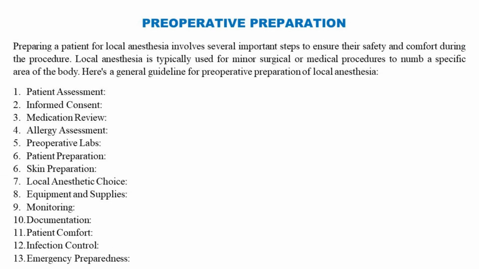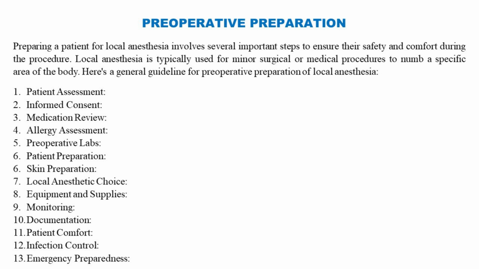Preoperative preparation. Preparing a patient for local anesthesia involves several important steps to ensure their safety and comfort during the procedure. Local anesthesia is typically used for minor surgical or medical procedures to numb a specific area of the body. Here's a general guideline for preoperative preparation of local anesthesia.